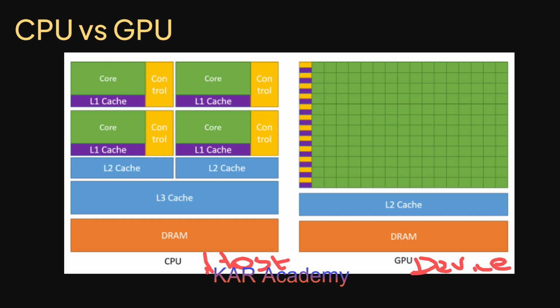Anything that you want to execute sequentially will have to be done on the CPU. Anything that you want to execute concurrently or in parallel, you can do on the GPU. One simple example is certain operations where you do the same operation on a large amount of data. For example, if you take an image, you will have to do the same operation on each and every pixel.